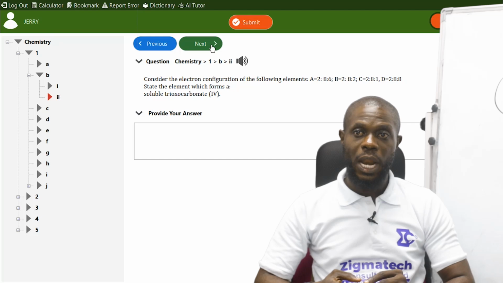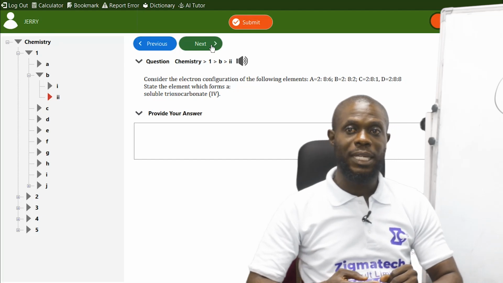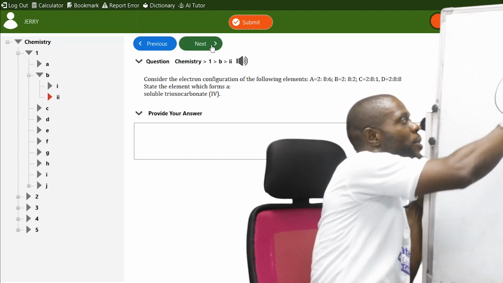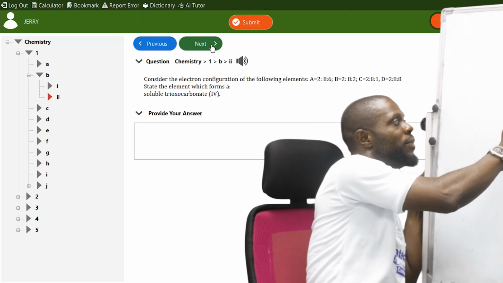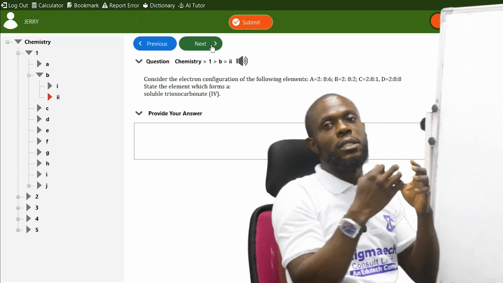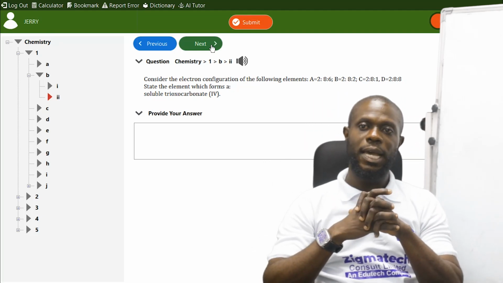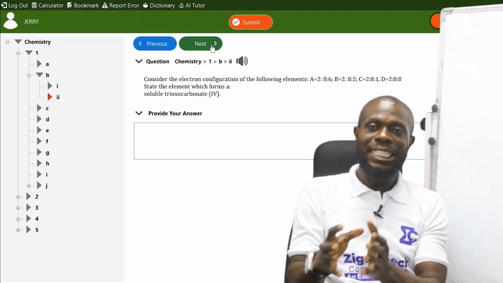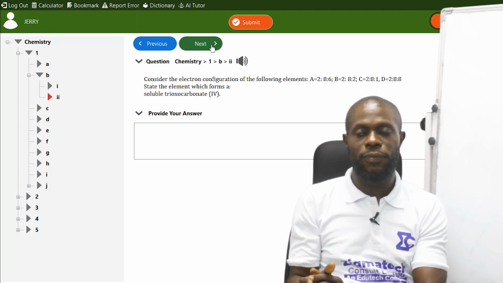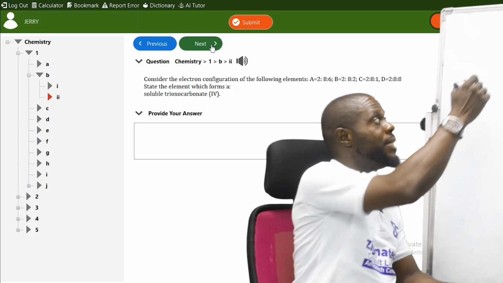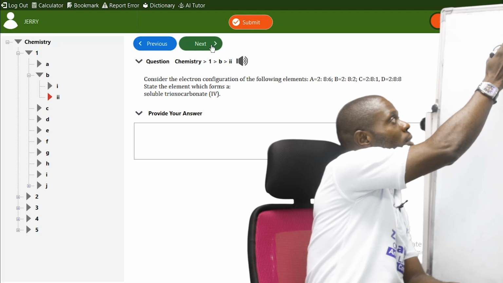And they say, state the element which forms a soluble trioxocarbonate IV. Soluble means something that can dissolve. So they are asking which element forms a trioxocarbonate IV that can dissolve. The first one, element A, there is sulfur.